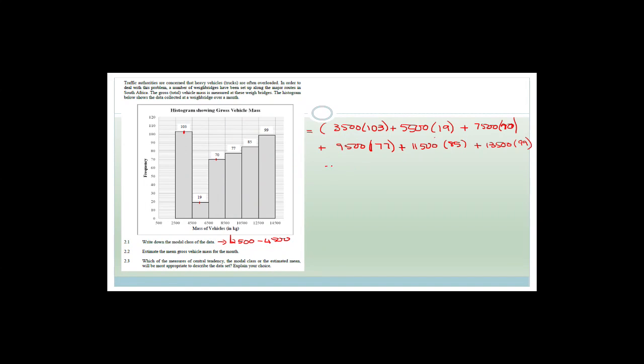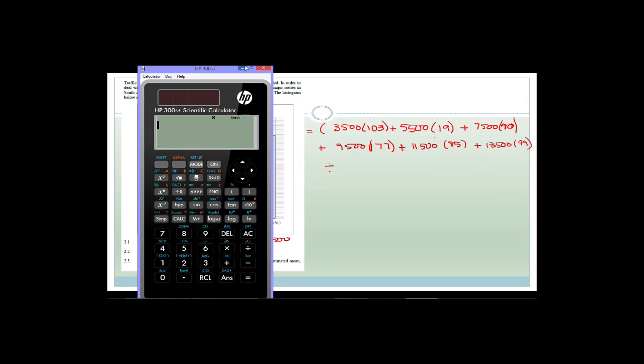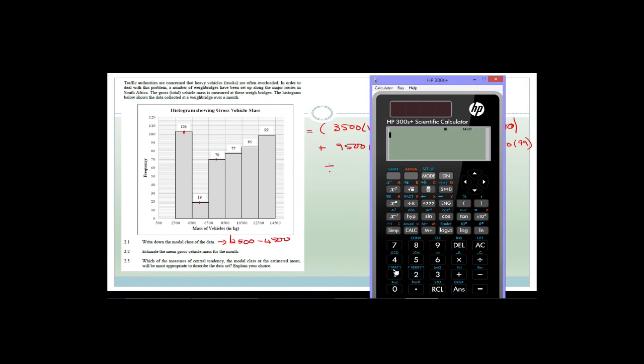And then we're going to divide it by the number of cars we saw, which is the sum of all of this. It's 103 plus 19 plus 70 plus 77 plus 85 plus 99. So the first thing I'm going to do, other than get my calculator out, is add up all of these to see what they come to.